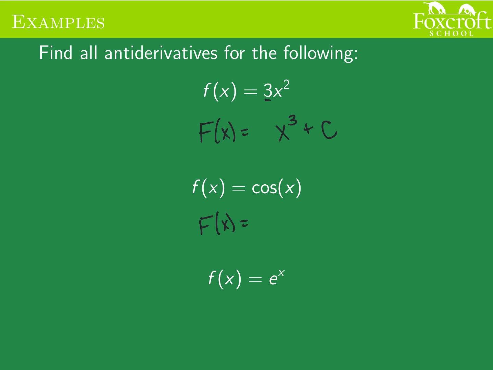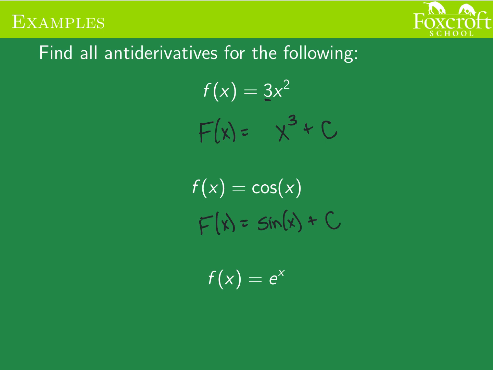All right, for the middle one, now we're doing cosine. We're just doing our trigonometry wheel, but we're doing it in the opposite direction. So instead of cosine going to negative sine, we go in the opposite direction and we get sine. And if I take the derivative of sine, I get cosine, so I know that's right. I just have to add plus c.